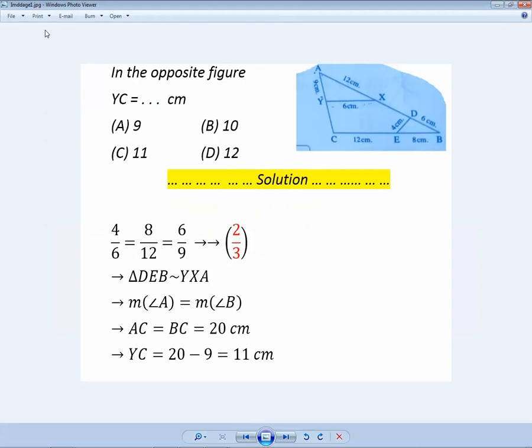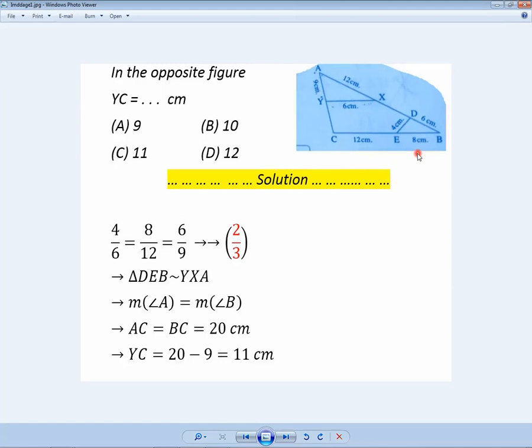This problem asks for YC. Where is YC? I am a private detective. Concentrate. Look up, we have triangle AYX. Sides are 6, 9, and 12: smaller, middle, and bigger. Down, we have another triangle, EDB. The smallest side is 4, the middle is 6, the longest side is 8.